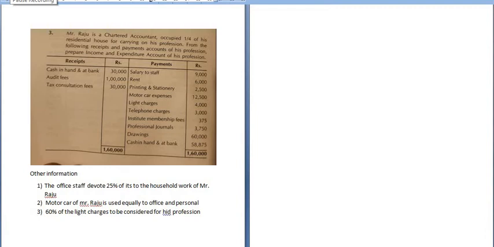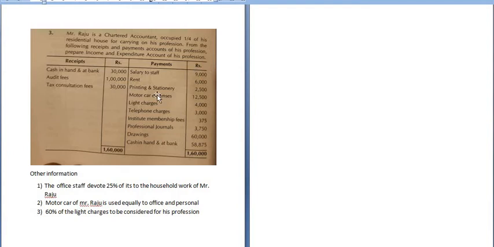Yes, again you have to take this, it is also one of the homework problems for you, and you have to solve this. So what is this problem? Mr. Raju is a chartered accountant, occupied 1/4 of his residential house for carrying on his profession. From the following receipts and payments account of his profession, prepare the income and expenditure account of his profession.